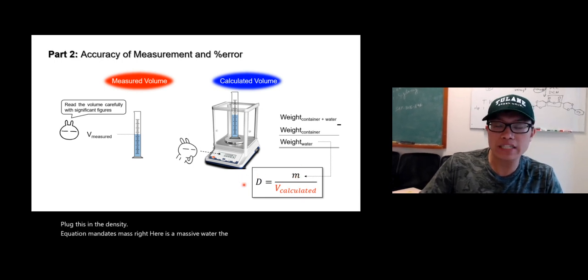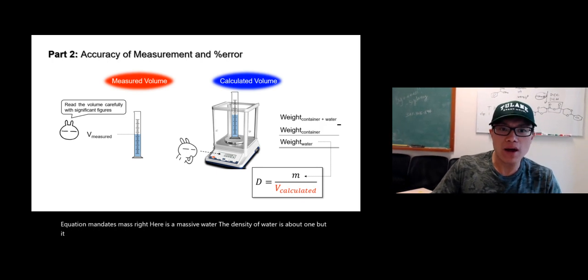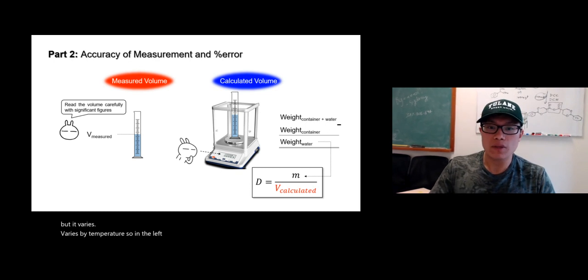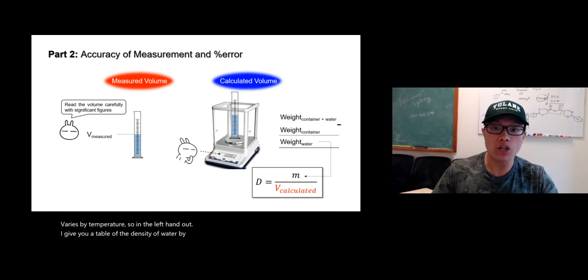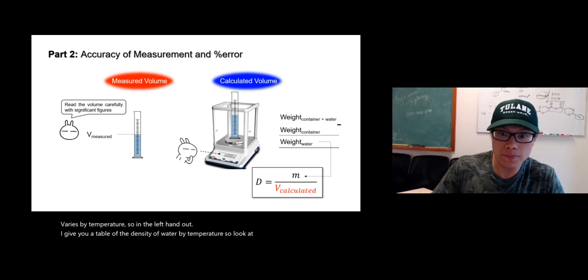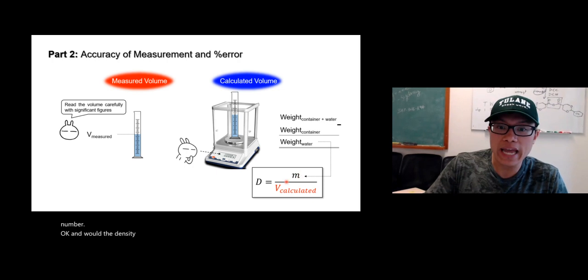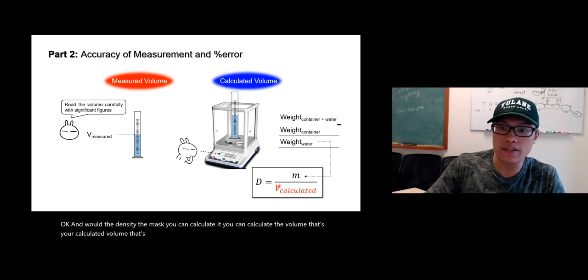The density of water is about 1, but it varies by temperature. So in the lab handout, I give you a table of the density of water by temperature. So look at that. Make sure you know which number. Okay, and you know the density, you know the mass. You can calculate the volume. That's your calculated volume. That's your theoretical number.